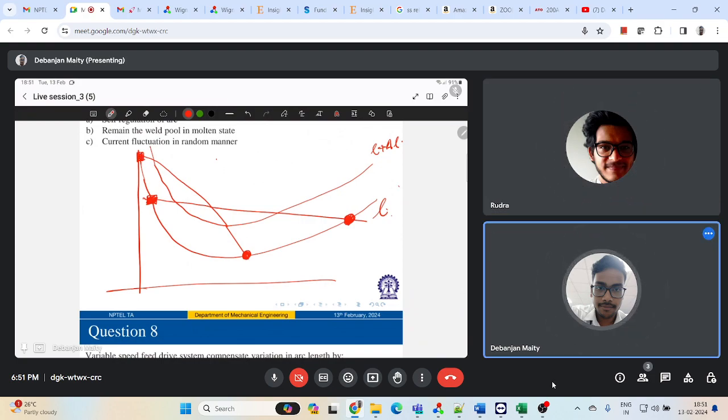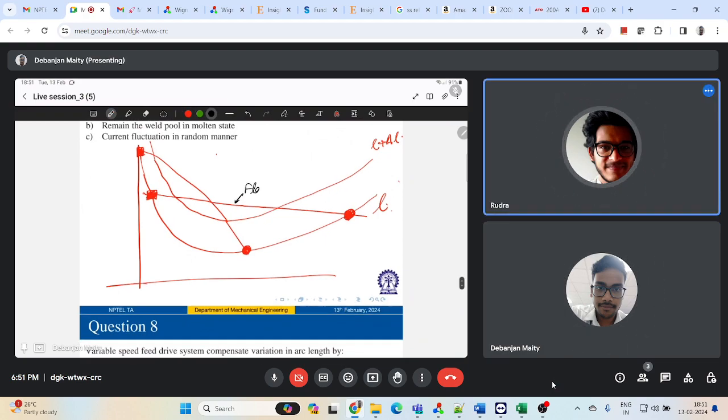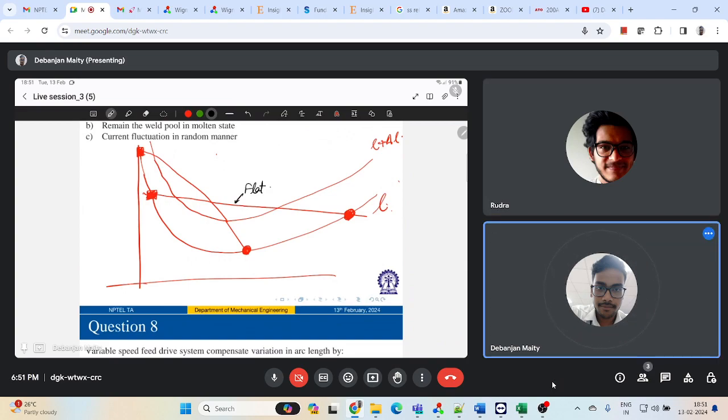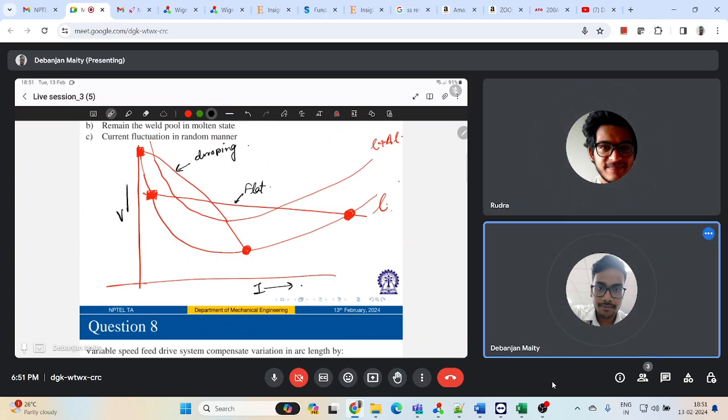Okay, so this is my flat one. This is my drooping one. Over here I have current. Over here I have voltage. This is for an arc length of L. This is for an arc length of L plus delta L. So we have considered these two different characteristics of power source.